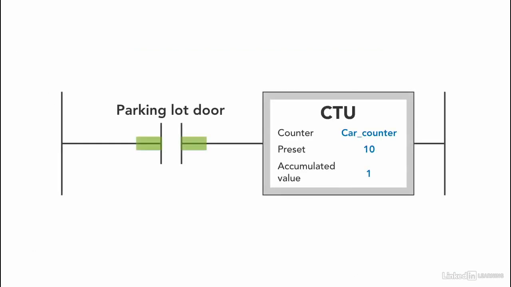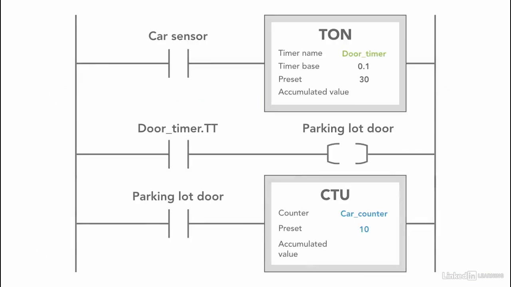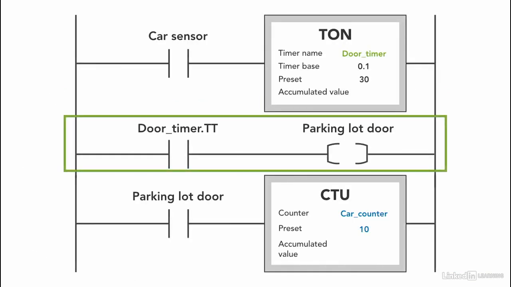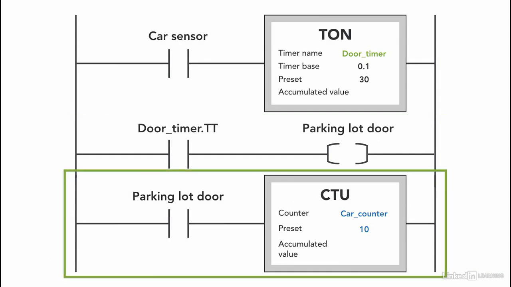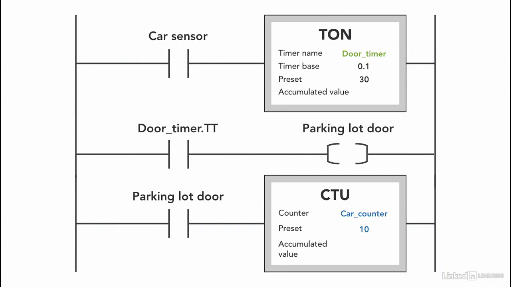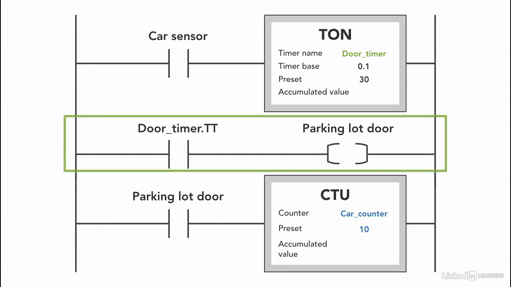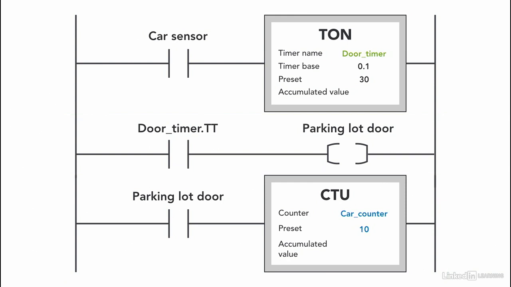Now every time the door opens, the counter counts by 1. Remember that the counter counts on the transition from false to true. Every time the door opens, the counter is incremented by 1. And we place this after the second rung. Now the program works this way. Once the car gets in front of the parking lot door, the car sensor senses the car and the door opens for 3 seconds. And once the parking lot door is activated, the counter increments by 1. Remember again that the counter counts on the transition from false to true.